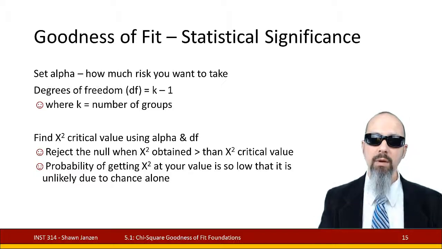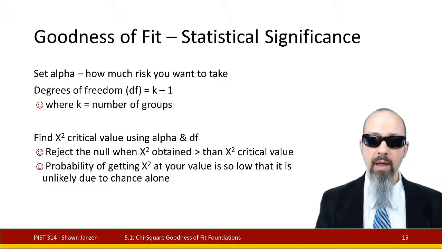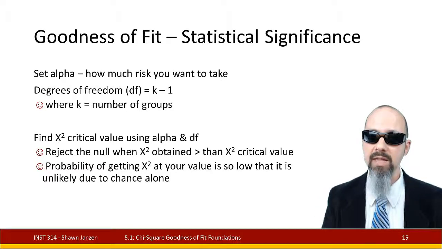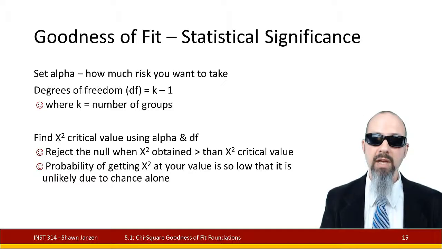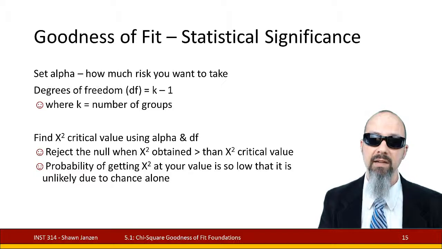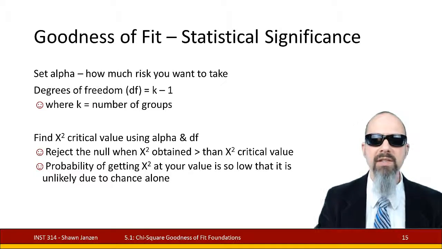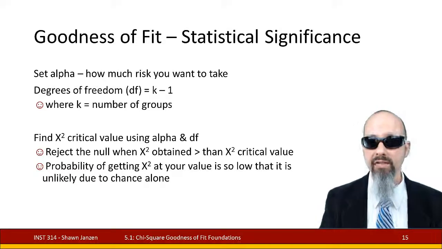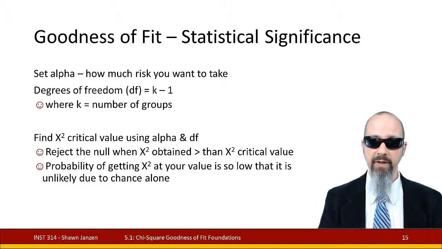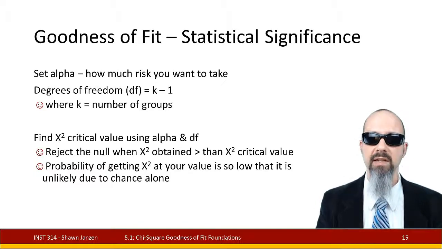That chi-square critical value is going to be a number, and we will reject the null hypothesis when the chi-square value that we obtained, the statistical test value we find through our calculations, is larger than the critical value. We will be statistically significant. Conversely, we could say that if the p-value of the chi-square test that we obtained is smaller than our alpha, we can be statistically significant as well.